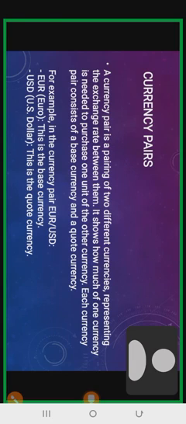So, for example, in the currency pair euro against USD, remember the definition says it shows how much of one currency is needed to purchase one unit of the other currency. In EUR/USD, EUR represents the euro currency and USD represents the United States dollar. In this pair, the euro is the base currency and the USD is the quote currency. The quote currency determines how much of the quote is needed to equal the base currency.